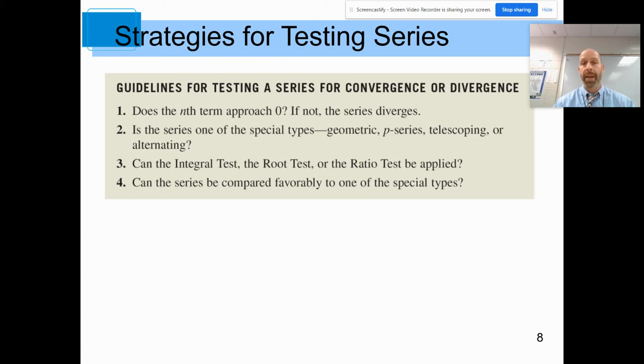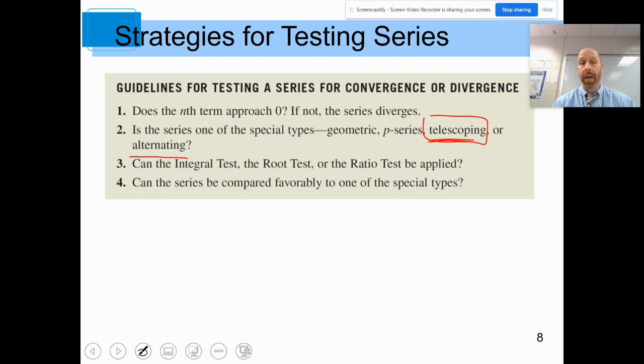Number two, is it a special type? Does it look like a geometric series, a p-series, or, I forgot to mention, telescoping and alternating series? Those are two special cases. The alternating is pretty simple. This telescoping, that's the one that gets students. They forget about that one, and it's hard to see if you're not careful.